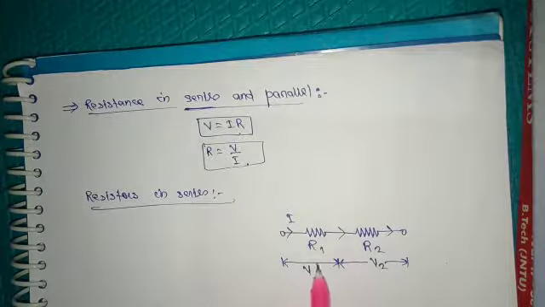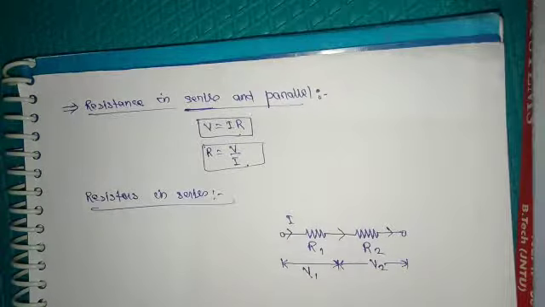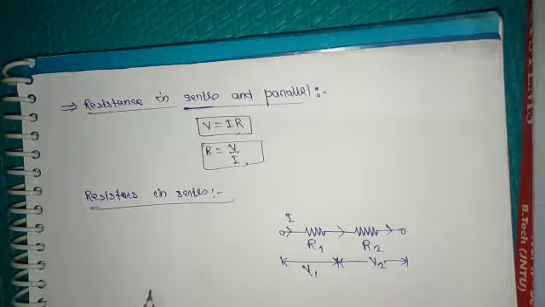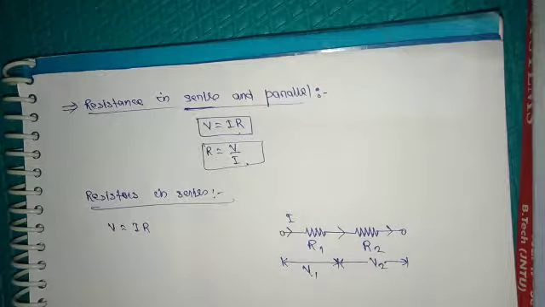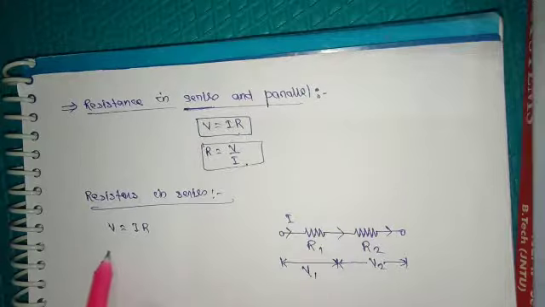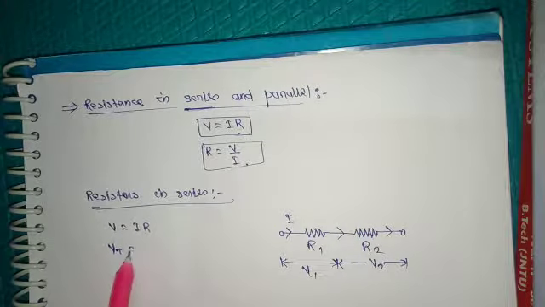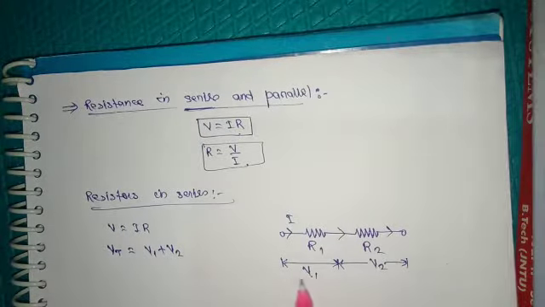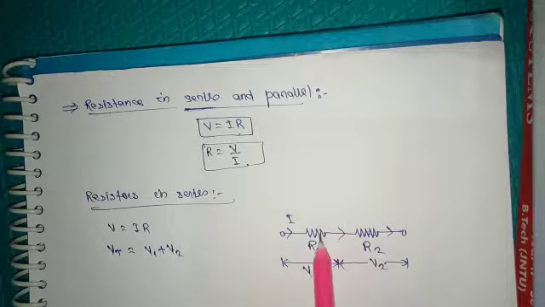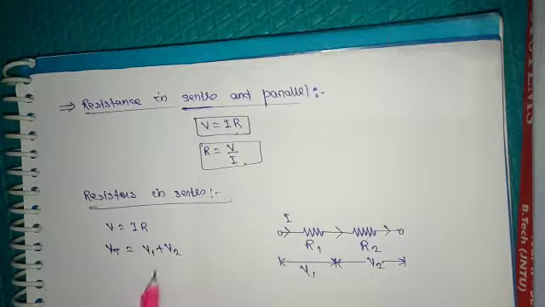Consider that R1 and R2 carry the current I with respective voltage drops V1 and V2. From Ohm's law we have V is equal to IR. The total voltage, VT, is equal to V1 plus V2, where V1 is for R1 and V2 is for R2.